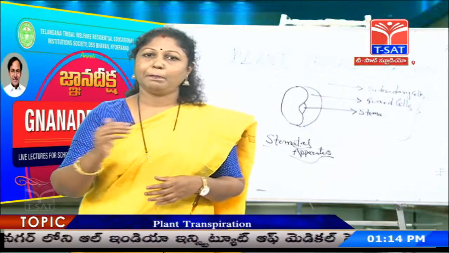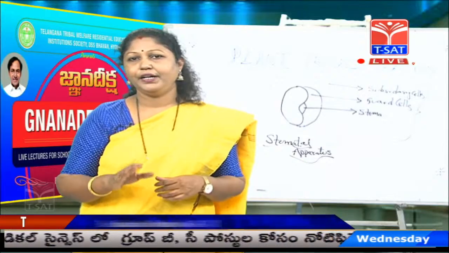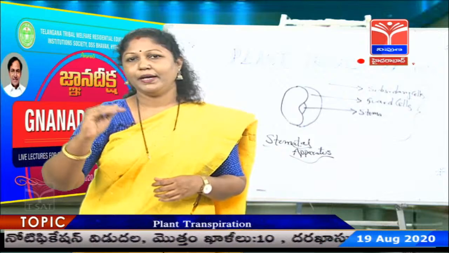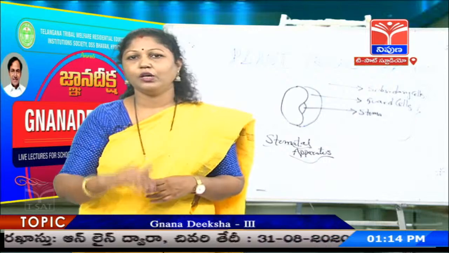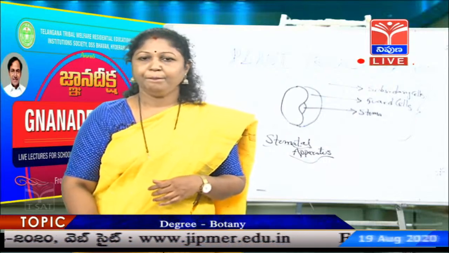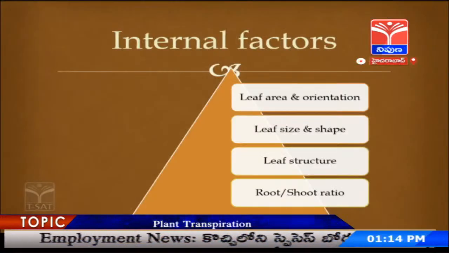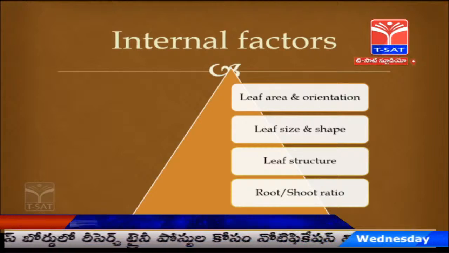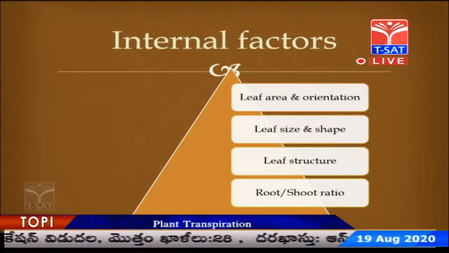But if we are talking about plants in high altitude areas, since the temperature is low, the transpiration rate also comes down. So, increased altitude to some extent increases the rate of transpiration, but for plants living at a higher altitude, because of low temperature, the rate of transpiration falls off. Then let us talk about the internal factors also. Leaf area, orientation, leaf size and shape, leaf structure, and root-shoot ratio play a prominent role in deciding the rate of transpiration.